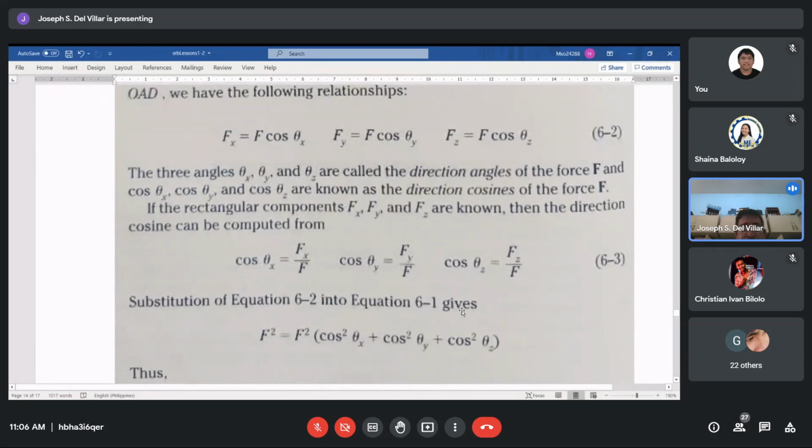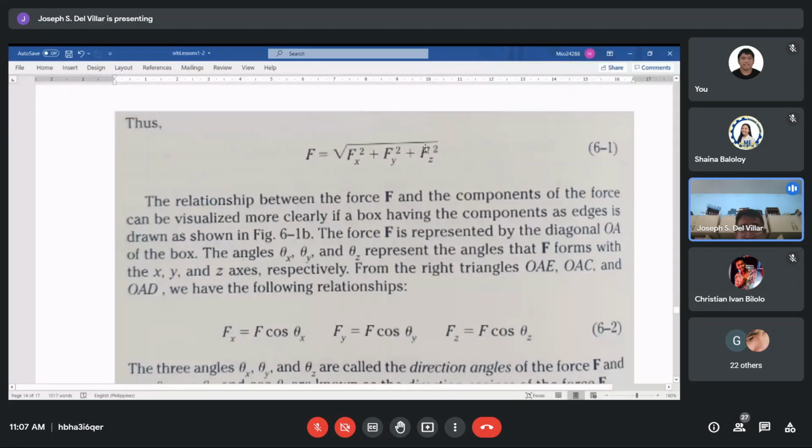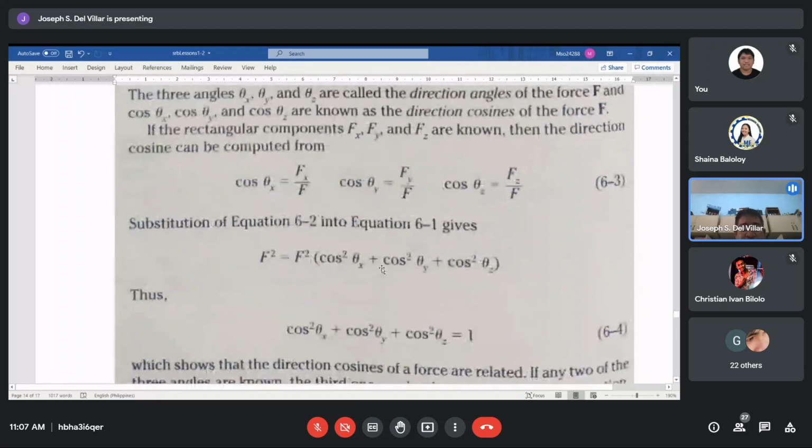Now, if you substitute itong 6-2 equations, yung mga components, pag sinubstitute ninyo dun sa Pythagorean theorem, yung modified Pythagorean theorem, then you will arrive at this identity-like equation, 6-4. Okay? So, pag sinubstitute, ito na yung lumabas. Common yung f squared, divide both sides by f squared. So, what will remain is cosine squared theta x plus cosine squared theta y plus cosine squared theta z is equal to 1. So, equation 6-4 is another equation to be memorized.